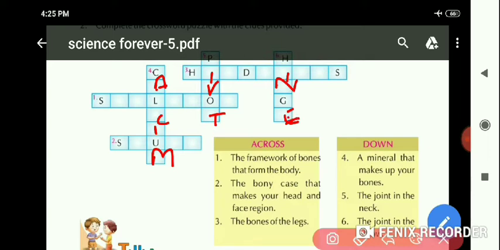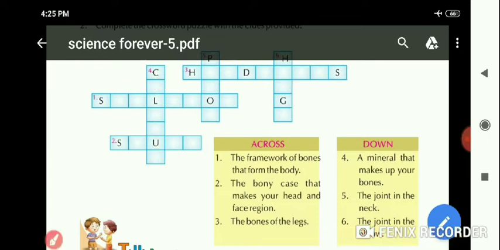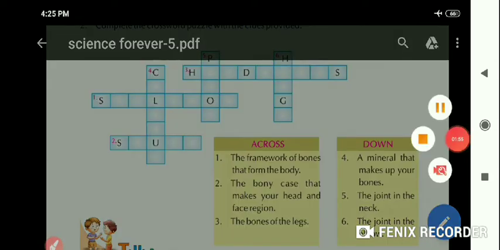So this is the crossword puzzles and we have completed the chapter. Okay, in the next session we will start chapter number 3. Do all these questions in your notebook, all the question answers in your notebook. Okay, thank you.